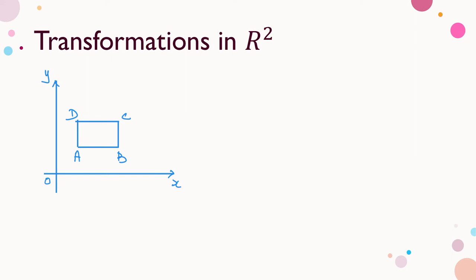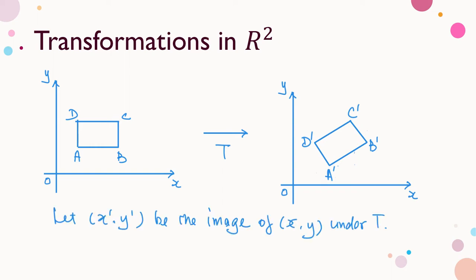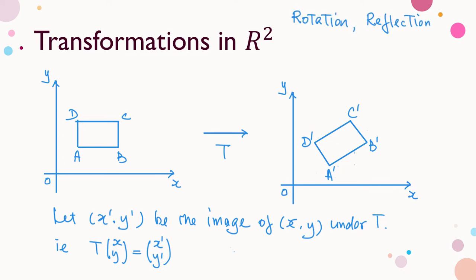Suppose we are given a rectangle ABCD. Under a transformation T, the rectangle is mapped to A', B', C', and D'. In this video, we use X', Y' to denote the image of XY under the transformation T. That is, we are going to use matrices to represent various kinds of transformations, including rotation, reflection, scaling, shearing, translation, and their composition.